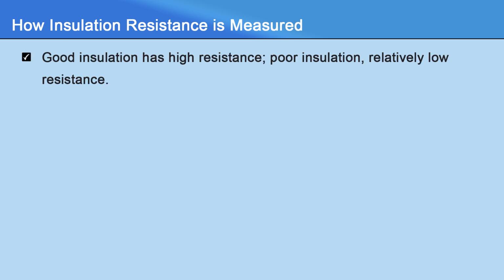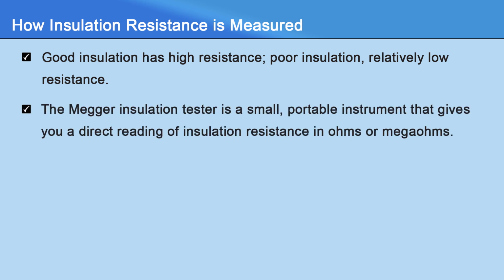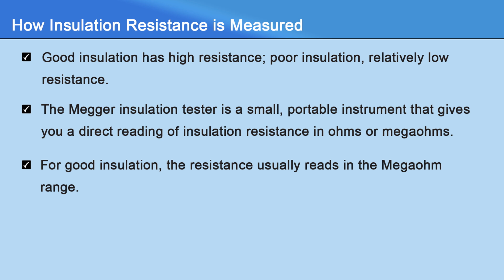Good insulation has high resistance, poor insulation has relatively low resistance. The actual resistance values can be higher or lower depending upon such factors as the temperature or moisture content of the insulation, that is, resistance decreases with temperature or moisture. The Megger insulation tester is a small portable instrument that gives you a direct reading of insulation resistance in ohms or megohms. For good insulation, the resistance usually reads in the megohm range.